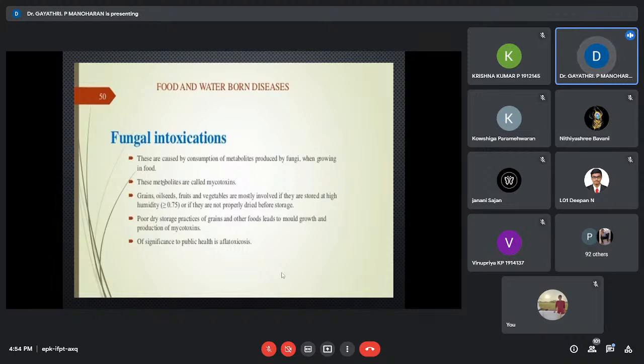Okay. Fungal intoxications. These are caused by consumption of metabolites produced by fungi which grow in food. These metabolites are called mycotoxins. These toxins are common, what do we call them? Mycotoxin. Myco means fungi, and toxin is the toxin. So we call it mycotoxins. Grains, oil seeds, fruits and vegetables are mostly involved if they are stored at high humidity.